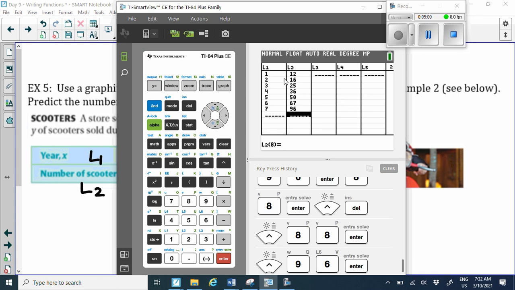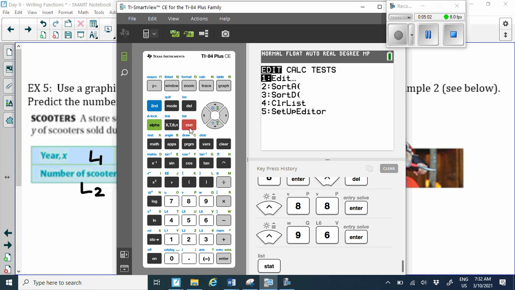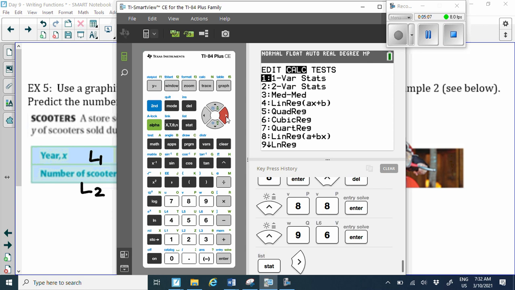Okay, now we have our list. I have to now go back to stat, and then I have to go to calc. Okay, now what we're trying to find is the exponential model. And so what that's going to be is number 0. It's going to say x-reg. Really, that means exponential regression, okay? So I'm going to press enter.